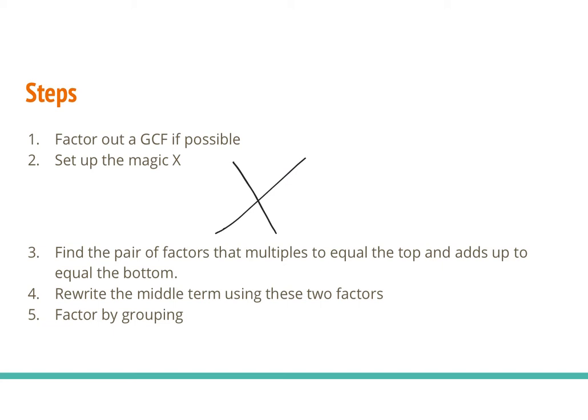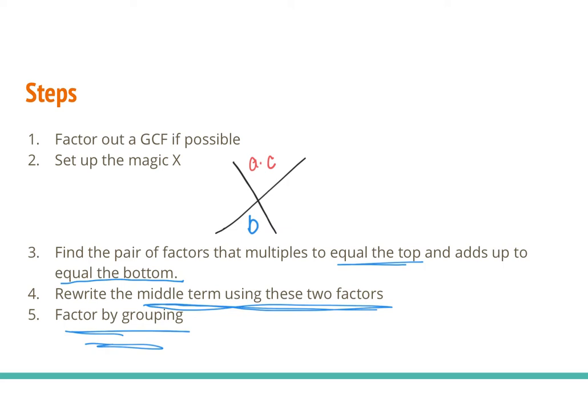Then you take the coefficients of your polynomial and multiply the a coefficient times the c. You write the b coefficient on the bottom of the x. Our goal is to find pairs of factors that multiply to equal the top number and add up to equal the bottom number. Then we rewrite the middle term using these factors, and we factor by grouping. If you have not watched a factor by grouping lesson video, you should do that first.